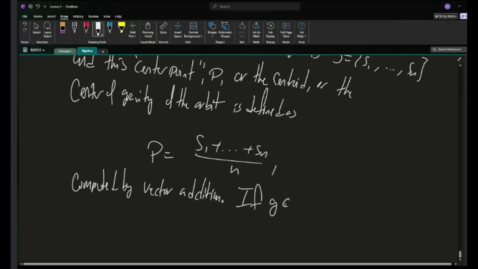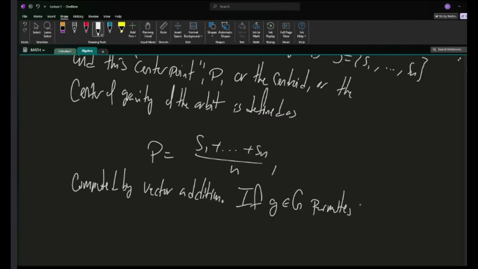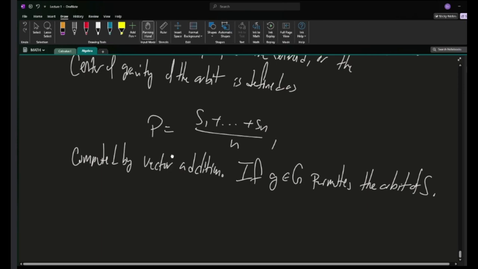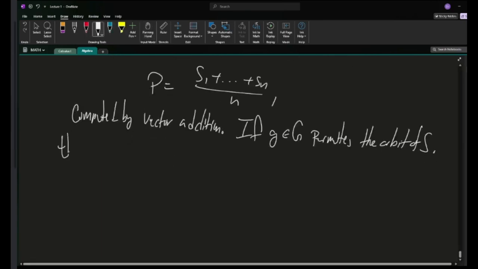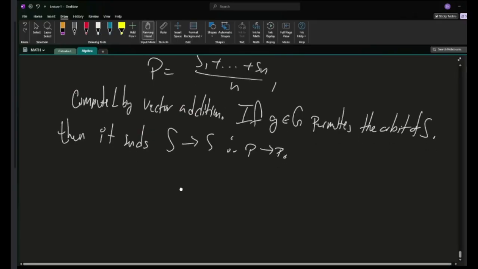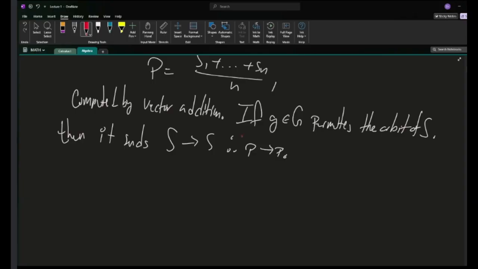If G permutes the orbit of S, then it sends S to S, therefore P to P, which just means that regardless of how we permute the order of S, we will always have this fixed point P being constant.